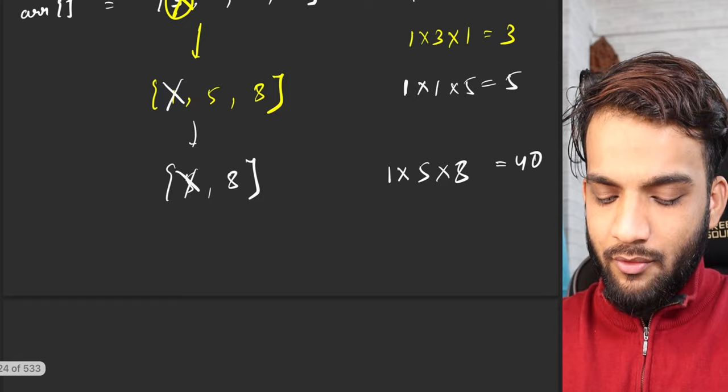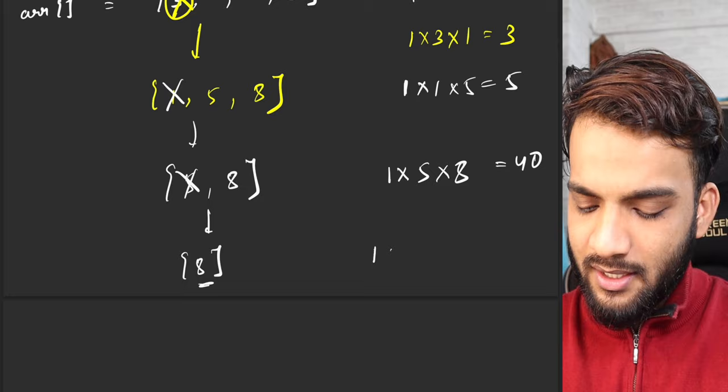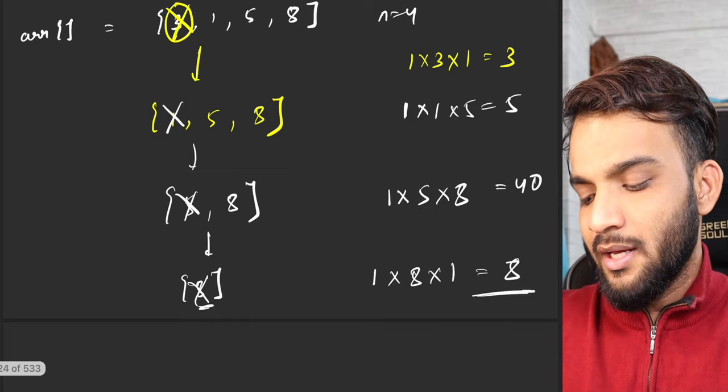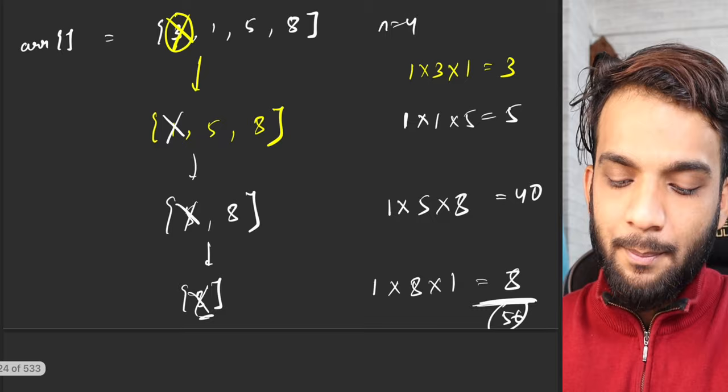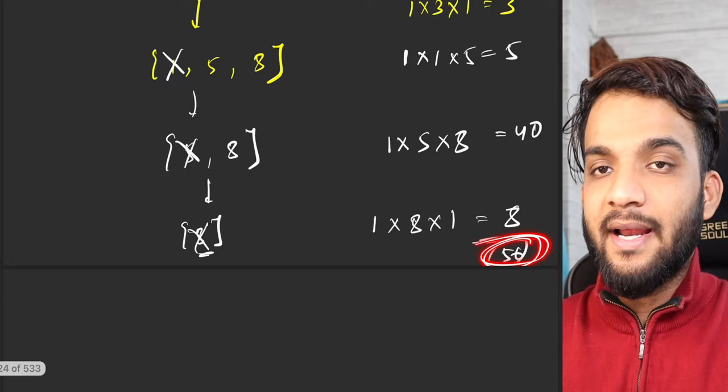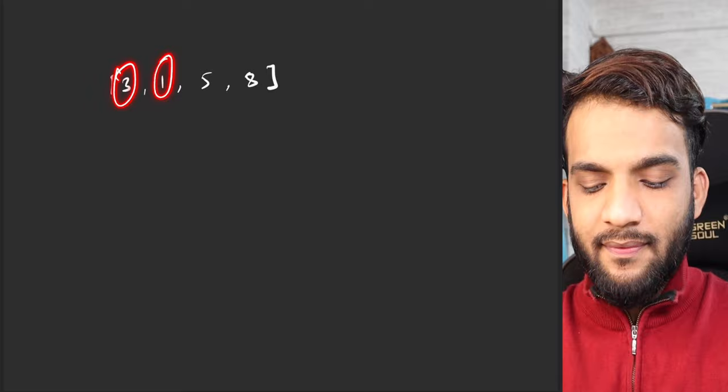Right after this, you'll be left with 8. So if you're left with 8, the left has nothing. Like if you're bursting 8, he himself, and the right has nothing. So if you add this up, I think you will get 56. So the total number of coins that you get if you are bursting out first 3, then 1, then 5, then 8, is 56. So the order that we took was very simple. First 3, then 1, then 5, then 8.